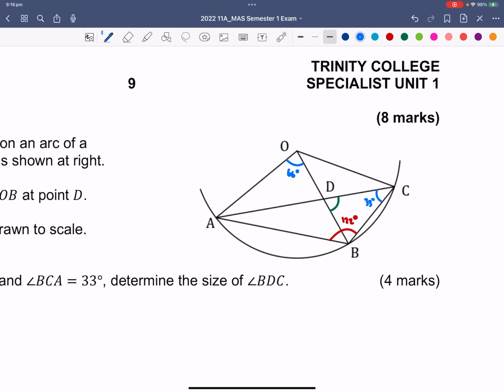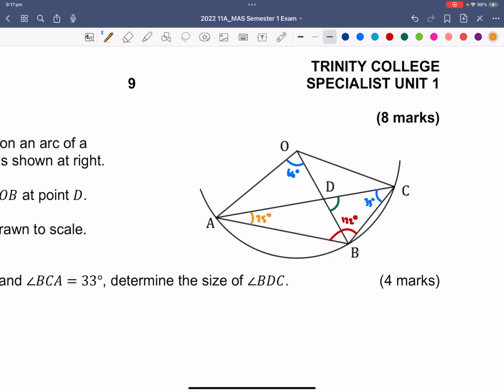Another thing I can do is work out this angle quite easily because I've got an entire triangle. Using angle sum of a triangle, this is just 180 take 122 take 33. Now 122 plus 33 is 155, so this leftover angle is 25 degrees. That's what I've got, 25 degrees.